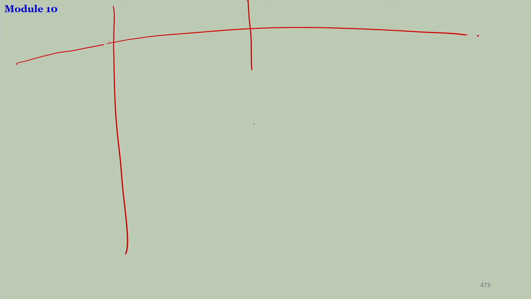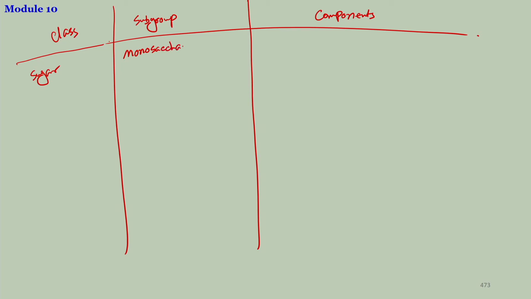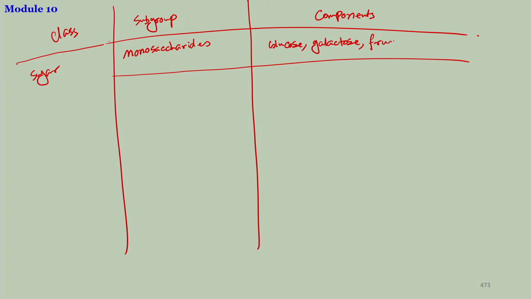So, if you make a table, this is the class, what kind of sugar, this is the subgroup, this is the components, or what materials are present in them. Sugar can be monosaccharide, examples are glucose, galactose, fructose, xylose. I will show you all the structures also just a little bit later.